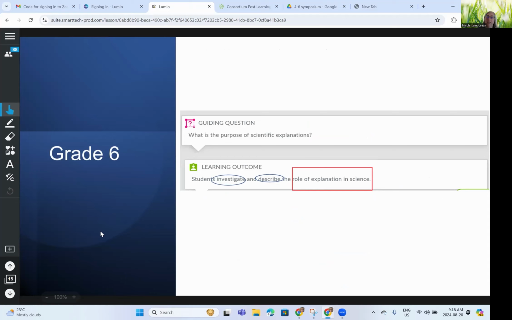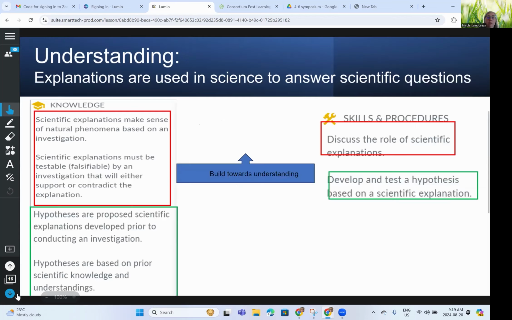So the concept of an explanation or a scientific explanation, and we'll see some classroom examples after. But what students are doing is investigating that, learning about what an explanation is, and being able to describe a scientific explanation. Okay, so we're going to walk through the cusps. Students understand explanations are used in science to answer a scientific question.